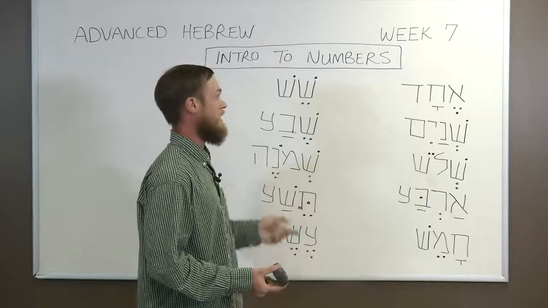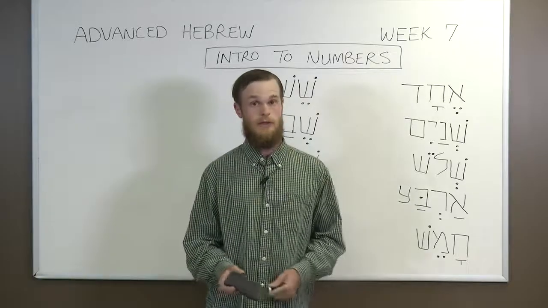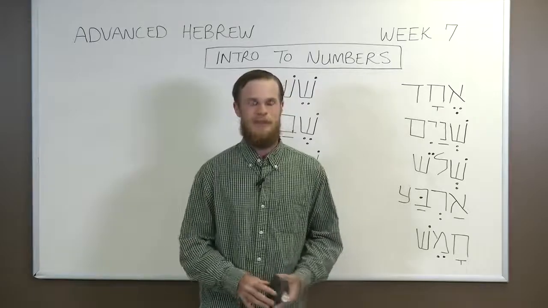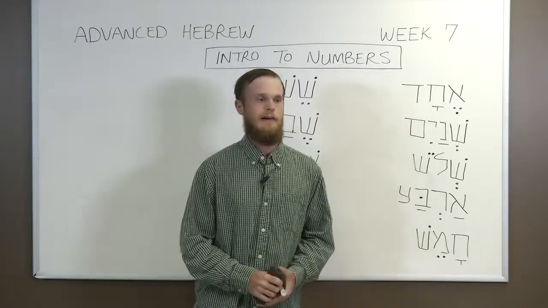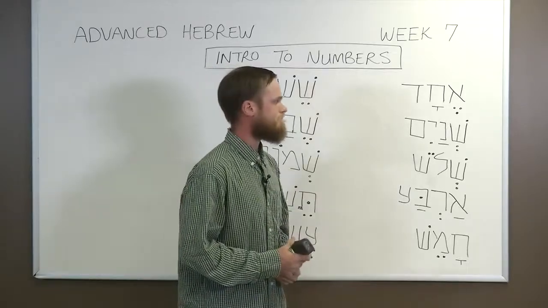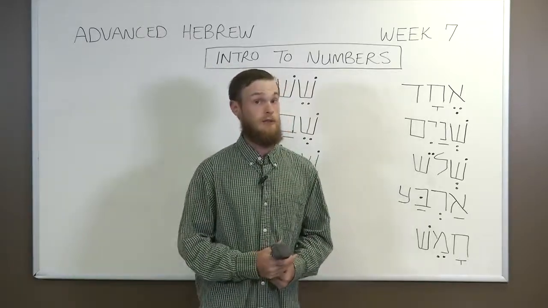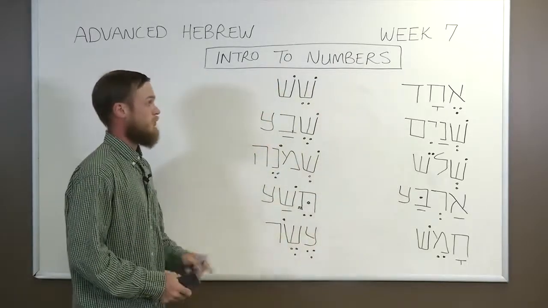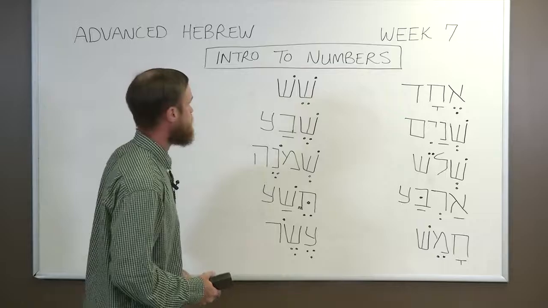And this is just 1 through 10. It gets even more involved once we get above that, which is why I'm not going to get into that just now. This is just an introduction. It's nice to be able to count to 10. And this will come in very handy in reading some of the scriptures that we're going to be translating later on. Okay, so those are the cardinal numbers.